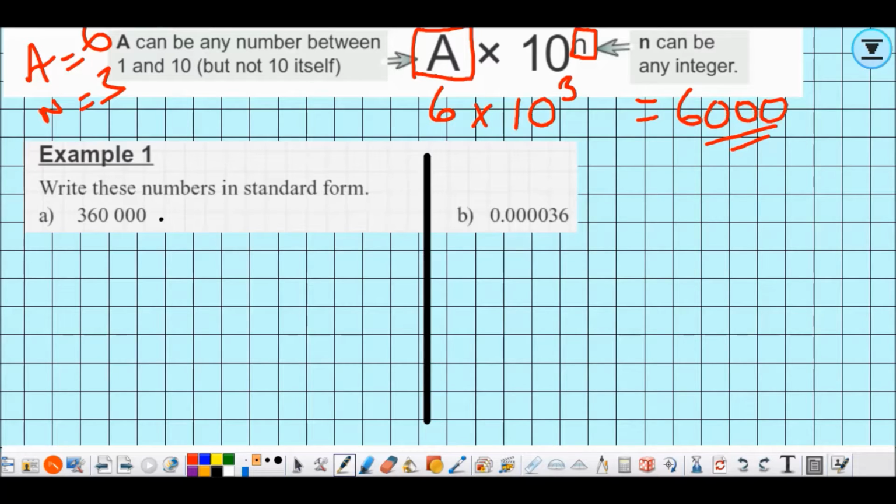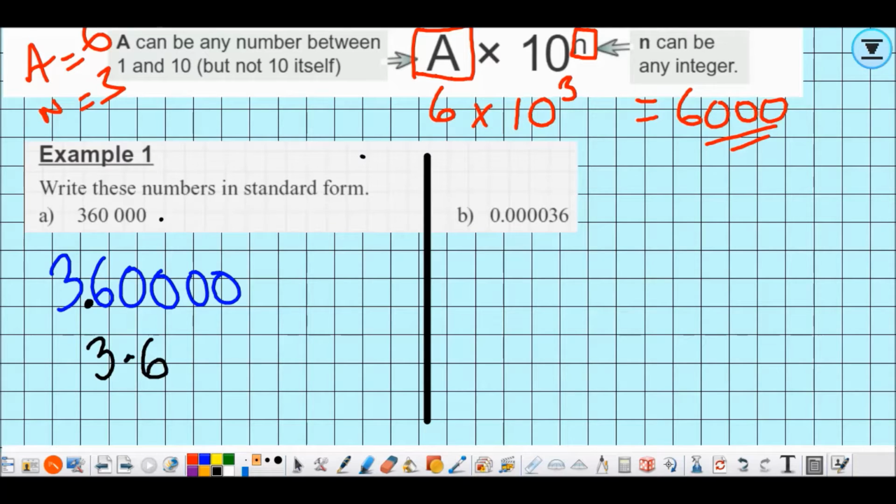But we need to convert this into standard form, and we know that in standard form, that first number has to be between 1 and 10. So if we wanted to make the number that we've got at the front, 360,000, between 1 and 10, where would I put the decimal point? I would literally put it just in there. So my number all of a sudden becomes 3.6. Ignore the zeros after it.